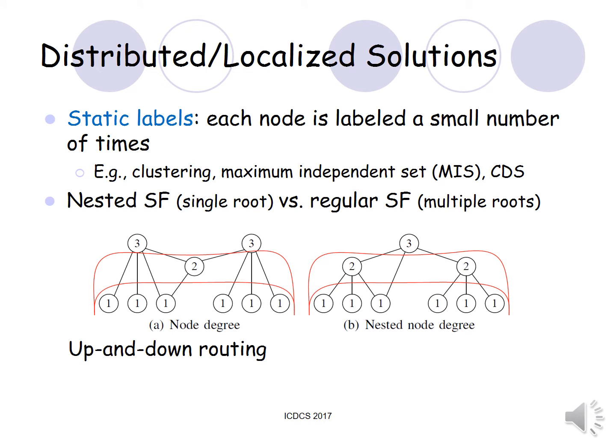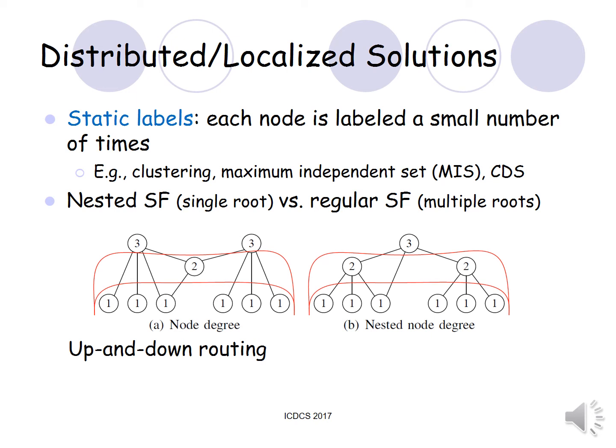The third one, which is the final topic, is that once we have this structure, how do we find it algorithmically? We look at several solutions. The first one is called static labeling. We mentioned earlier the nested scale-free structure. By static label, it means each node is labeled a small number of times. There has been lots of work on clustering, maximum independent sets, and connected dominating sets. Let's see this example in the diagram.